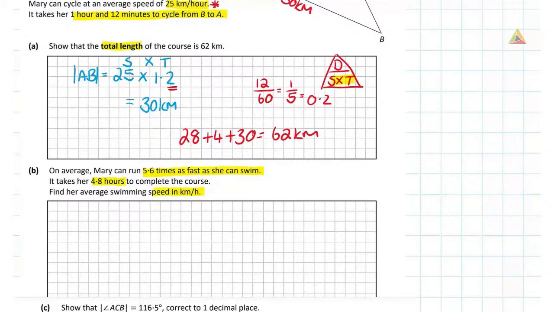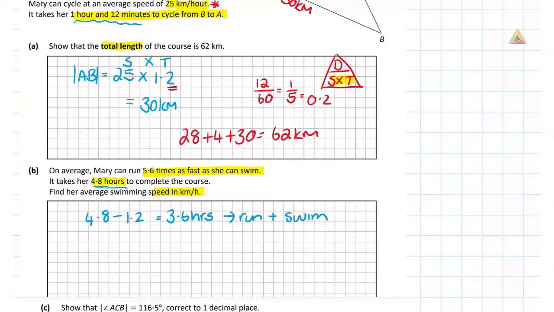So first of all, I'm going to start with that 4.8 hours here. It takes her 4.8 hours to complete the full course. So we already know that it takes her 1.2 hours, or 1 hour and 12 minutes, to do the cycling part. So if we first of all subtract 4.8 minus 1.2, then we know that it takes her 3.6 hours, and this is to complete her run and her swim.